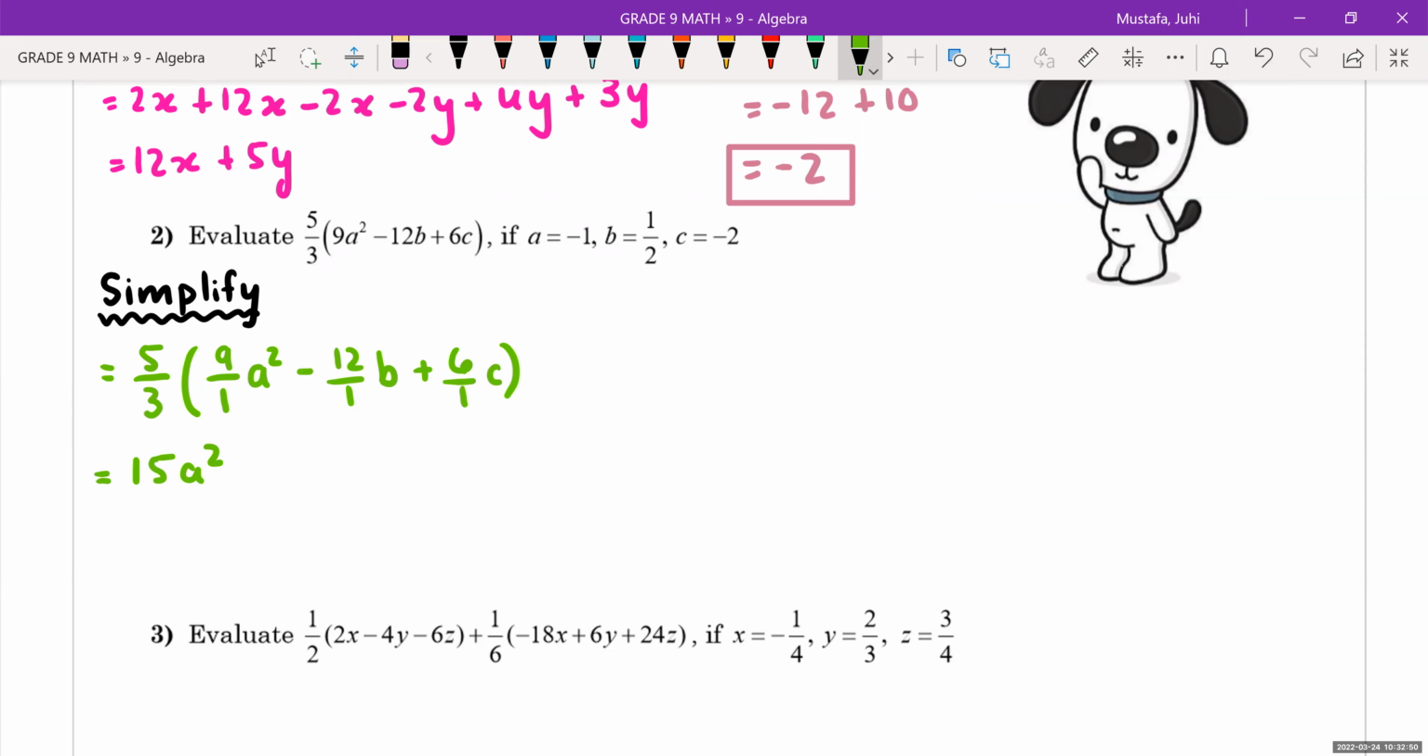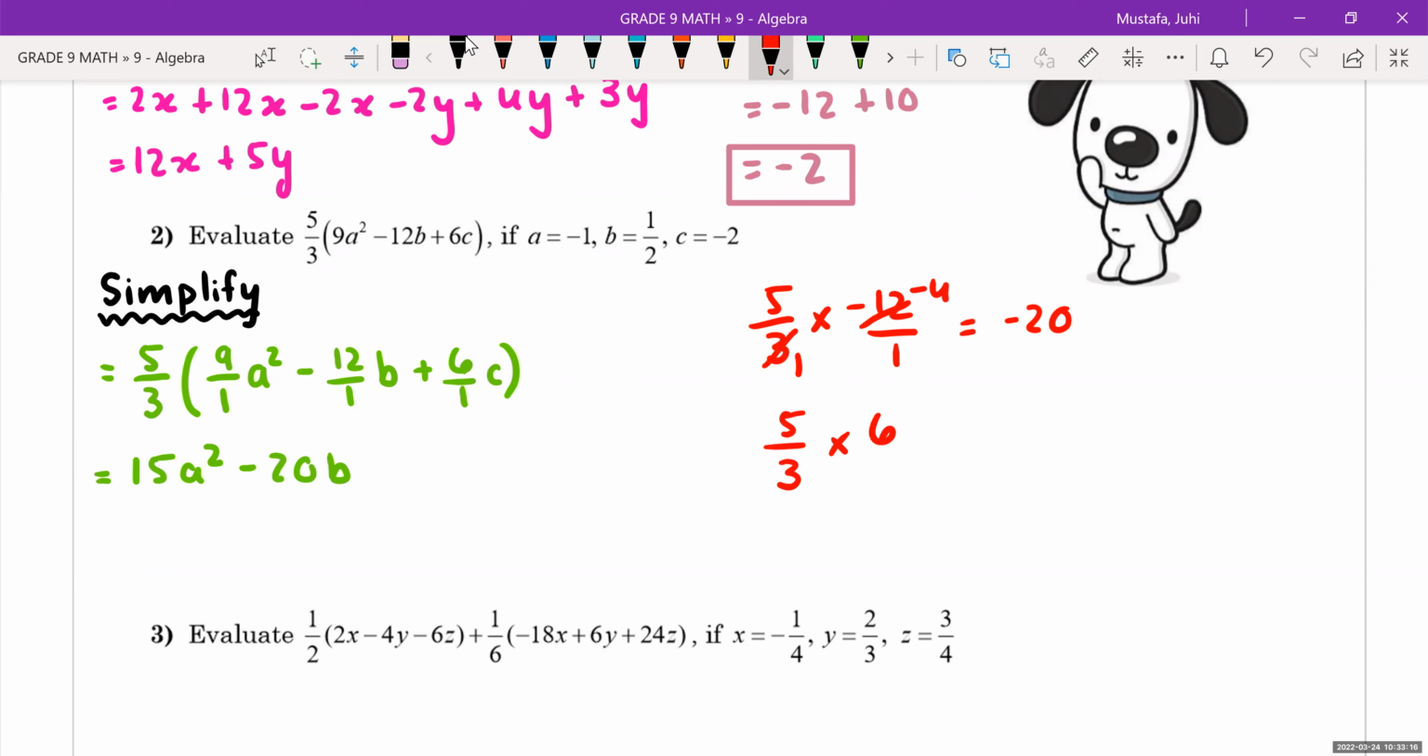How about 5 over, oh, by the way, if you wanted to go to your rough sheet of paper, I guess I'll just show you that as well while we're on it. So you can also just get a rough sheet of paper and go 5 over 3 times negative 12 over 1, cross reduce this to 1, cross reduce this to negative 4, and you end up getting a negative 20. So I'm going to have negative 20b. And then for the next one, we have 5 over 3 times 6 over 1, cross reduce, and you end up getting a 10. So this would be plus 10c.